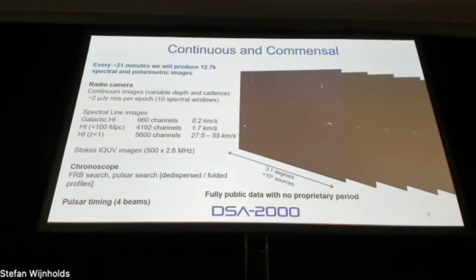Like I said, these surveys all run continuously and commensally. So every 21 minutes, there's a set of images produced. There's a breakdown of what they look like. So the continuum images in 10 spectral windows, and then various different spectral resolutions, and the polarization images in 500 channels. And then the chronoscope will perform fast radio burst search and pulsar search. And excuse me, the pulsar timing will then follow up and time pulsars using 4 beams with coherent dispersion.